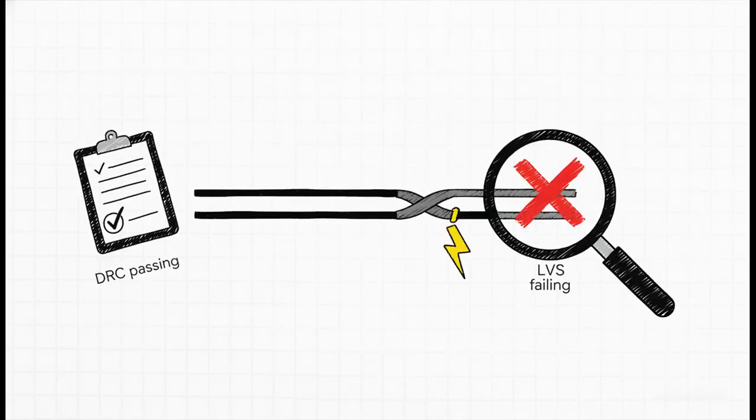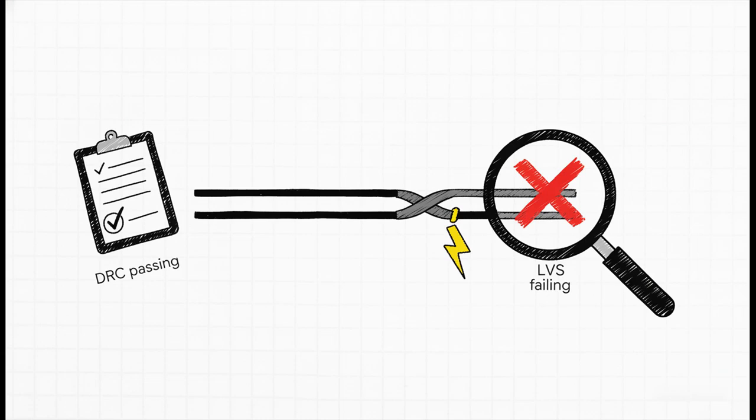The answer is absolutely 100% yes. You could easily accidentally connect two wires that were supposed to be completely separate. The geometry of that connection might be perfectly legal for manufacturing, but your electrical circuit is now completely ruined.